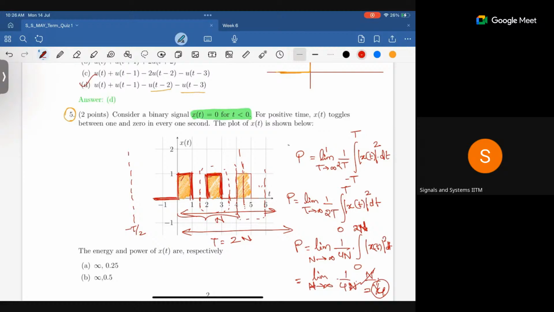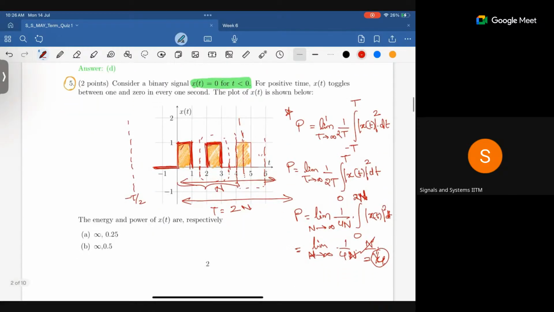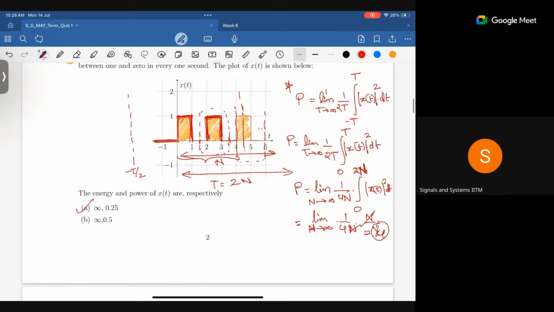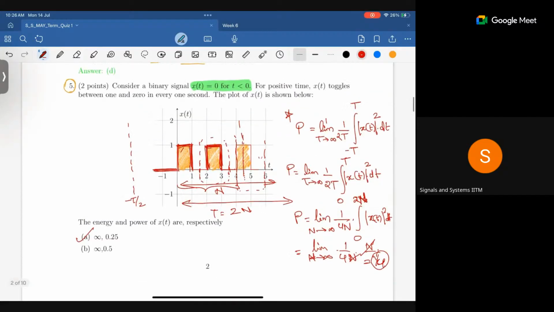This is how we should do it. We have to use the formula that we know for the power, and then write down how many rectangular pulses will be there within this time interval. If you do that, you will get option A, not B. All right.